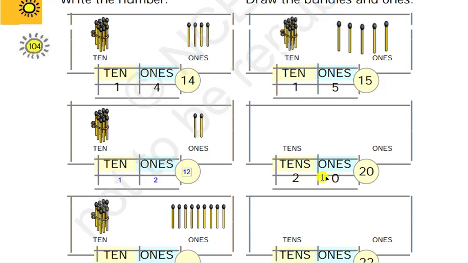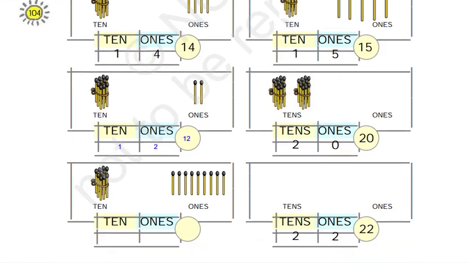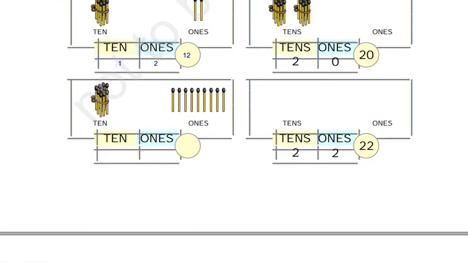So how many loose matchsticks will we draw? We will not draw anything because it is 0. First we will draw one bundle of 10 matches. So this is 1 ten. Similarly, we need to draw one more ten. So these are 2 tens. Next, it is 0 ones, which means there is nothing. There is no loose matchstick here, so we will not draw anything. Next, let us move to the next question.